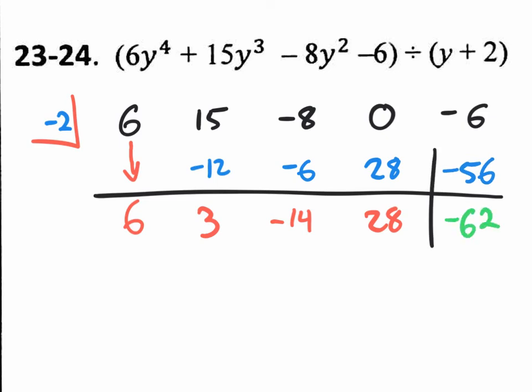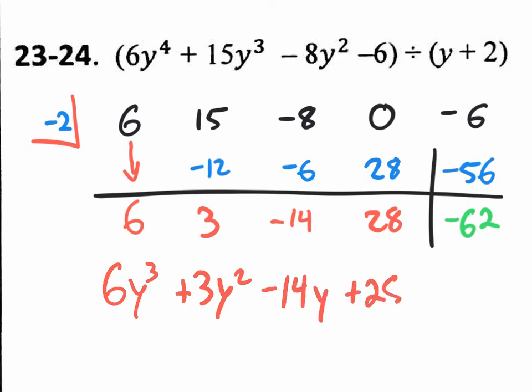So again, my answer, since I started originally with the 6y to the 4th, I had a power of 4, and I'm dividing by 1y, that's going to drop it to the power of 3. So this first term will be with the power of 3. So that's going to be 6y to the power of 3 plus 3y to the power of 2 minus 14y plus 28, and then minus, and you put a fraction with your original remainder, 62, over the original denominator y plus 2. Original divisor y plus 2.